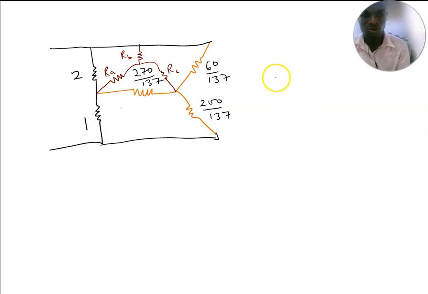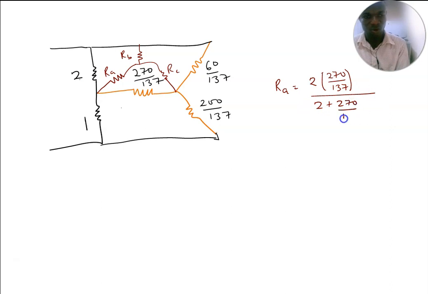Right. What is going to be RA? RA is going to be the product of what? The adjacent resistors. So what are the adjacent resistors? 2 and what? 270 on 137. So it's going to be 2 multiplied by what? 270 on 137. Do you get it? All divided by the sum of all the resistors around. That is 2 plus 270 on 137 plus what? 60 on what? 137. Very good. So let's compute it.